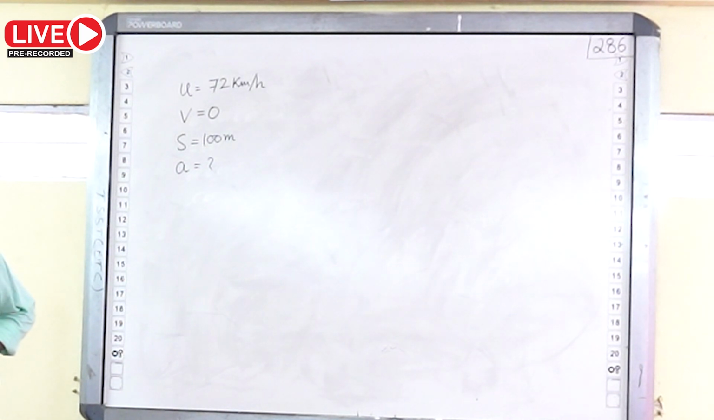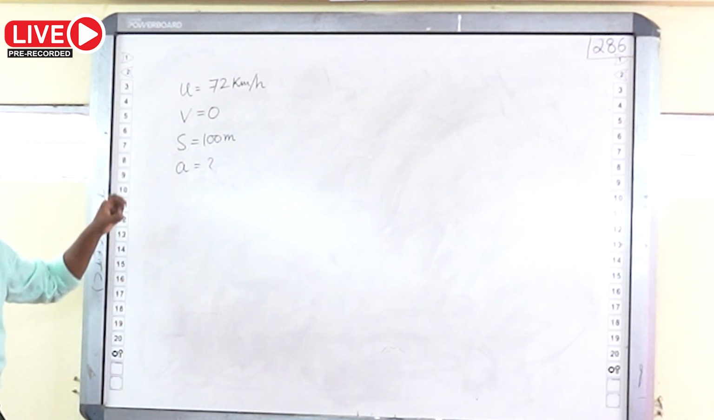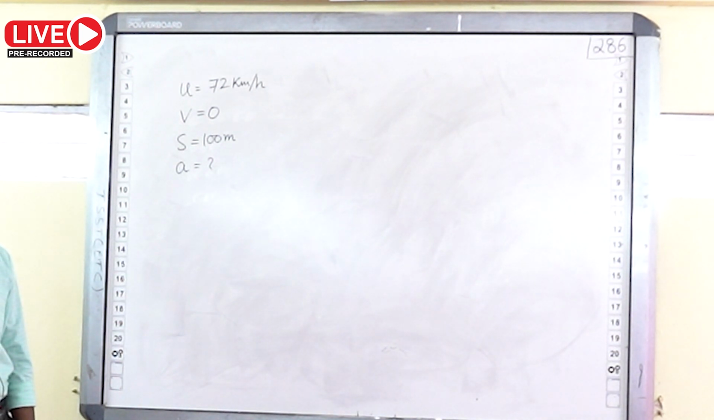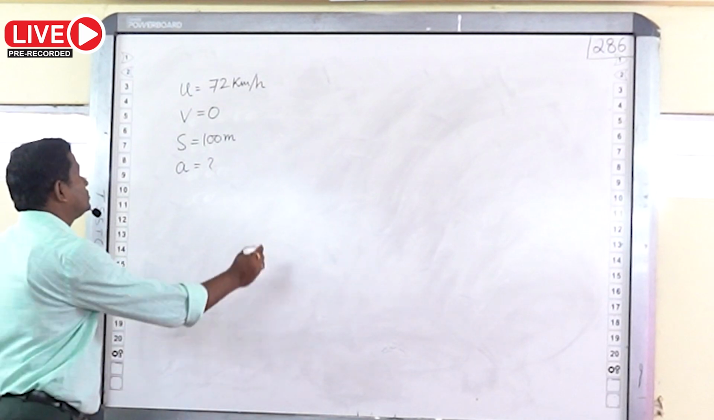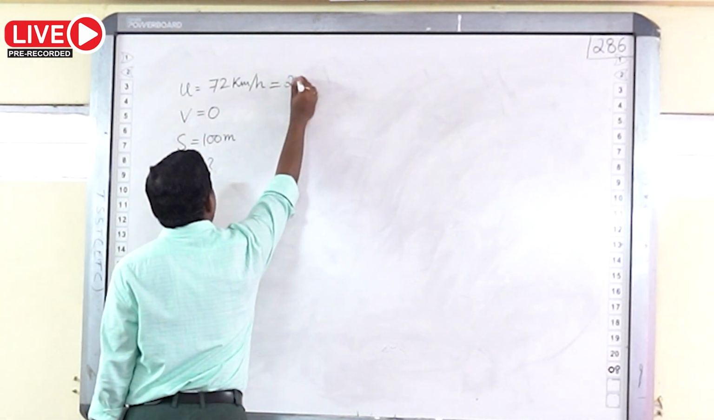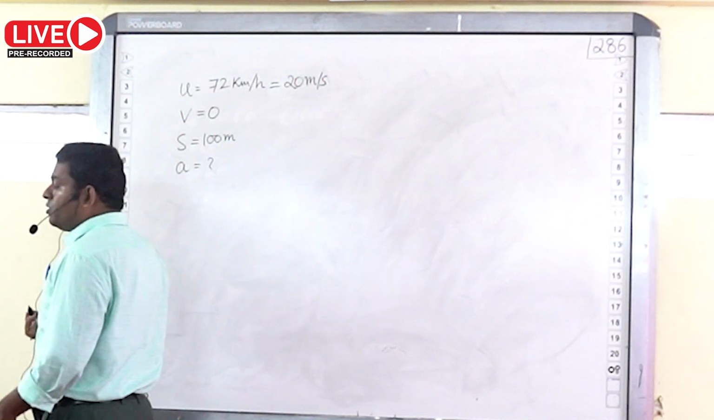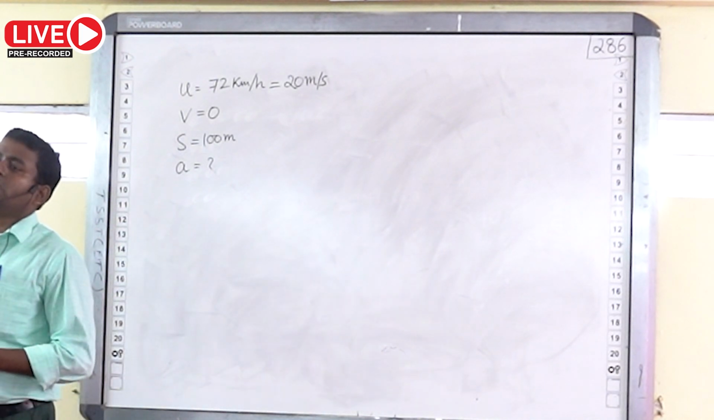First of all, see, all the quantities are not in the same unit system. The first one is not in SI system. We will convert it. So kilometer per hour, how to convert it in meter per second? Multiply it with 5 by 18. So it will become 20 meter per second. Now which equation we will use?